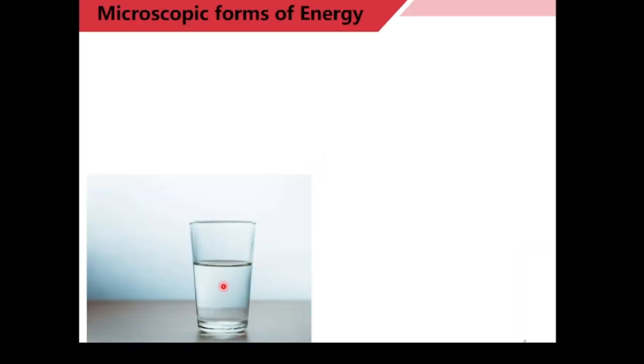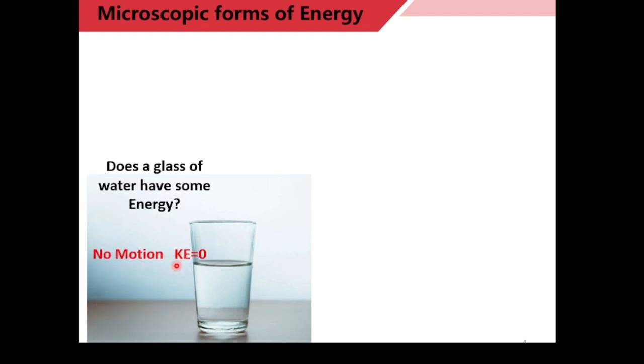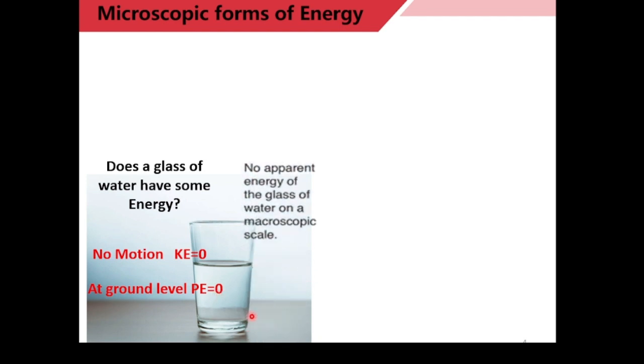Now let's take another example. Suppose you have a glass of water. Does a glass of water have some energy? Any guess? It is not moving, so no kinetic energy. It is at ground level, so no potential energy. On apparent observation, this glass of water has no energy, no kinetic energy, so it does not have any macroscopic form of energy. But remember that every object above 0 Kelvin has some energy.